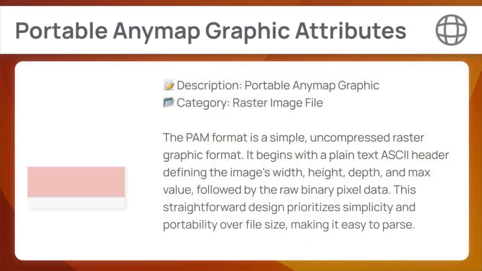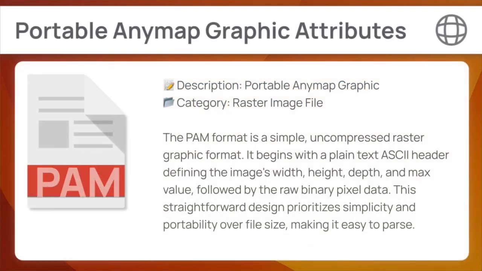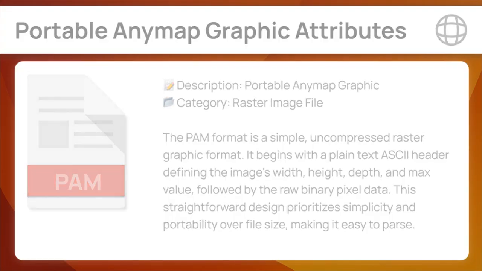The PAM format is a simple, uncompressed raster graphic format. It begins with a plain text ASCII header defining the image's width, height, depth, and max value, followed by the raw binary pixel data. This straightforward design prioritizes simplicity and portability over file size, making it easy to parse.